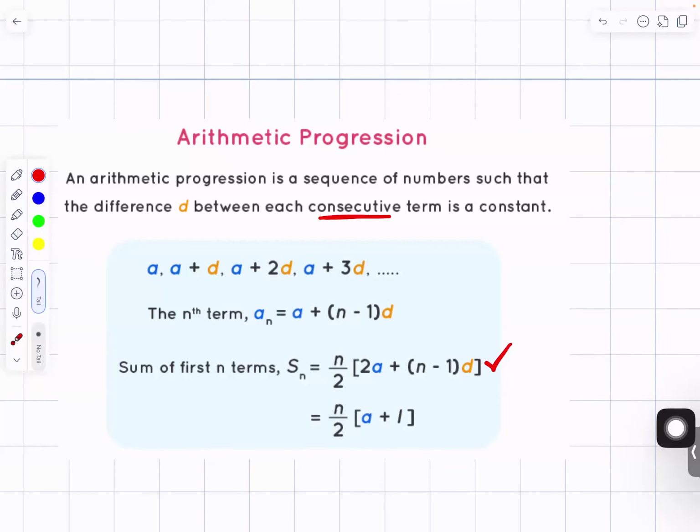So for an arithmetic sequence, this is what the sequence looks like. That's the formula for the nth term. And this is the formula for the sum of the n terms. And this is the formula we're going to use for the next part of the question. So you get this formula. We're going to use that.